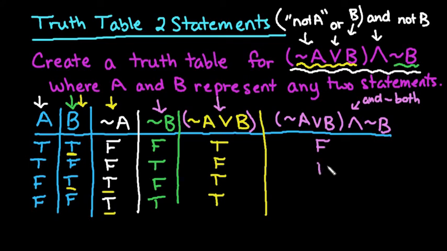Same thing for the next one, followed by the next one, and then the last one is the only case where you have a true statement. So the only time that this is going to be a true statement is if not A or B is true and not B is true. So once you have got to a column that has all of the and values, then you are finished with your truth table.